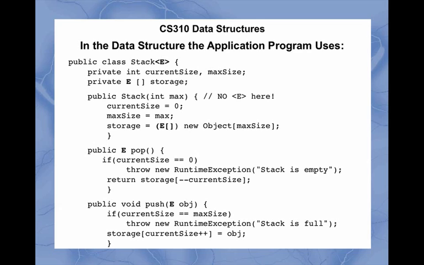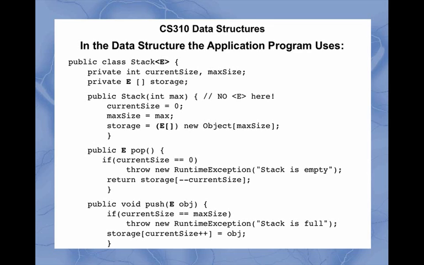So we'll see in the constructor here we have storage equals, and then an array of type E in parentheses. This is a cast, new Object[maxSize]. So on the left hand side we have an array of type E. On the right hand side we have an array of type Object. Notice too that in the constructor you don't place the E in angle brackets. The general rule is anytime you have the name of the class, i.e. Stack with a capital S, then immediately following the name of the class is the E in angle brackets.